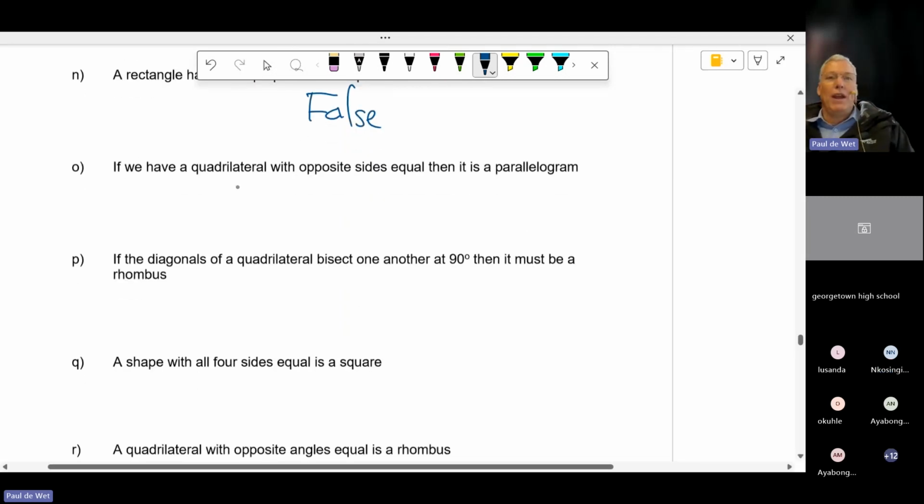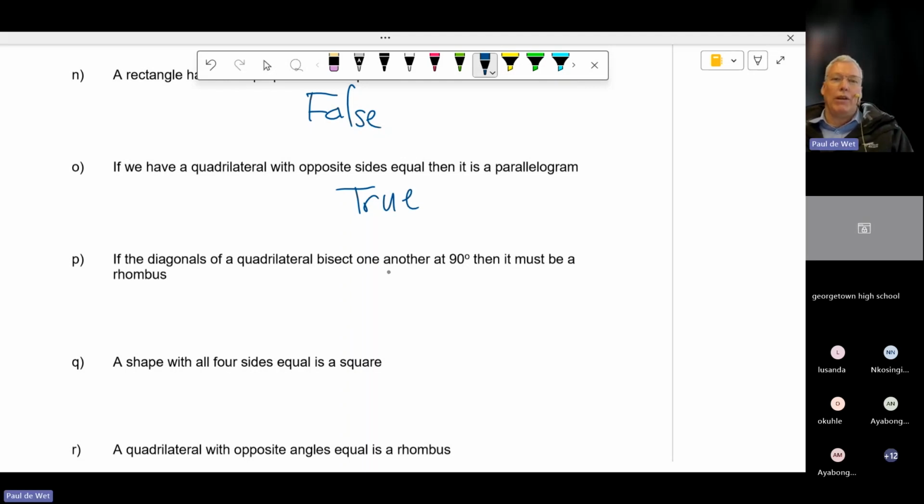If we have a quadrilateral with opposite sides equal, then it is a parallelogram. True. If the diagonals of a quadrilateral bisect one another at 90 degrees, it must be a rhombus. True. A shape with all four sides equal must be a square. False. It might not be.